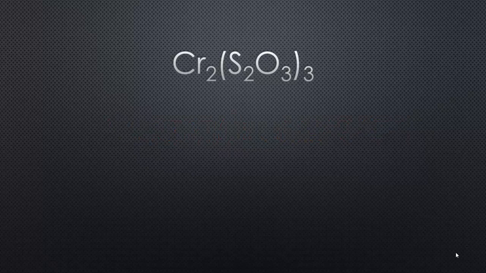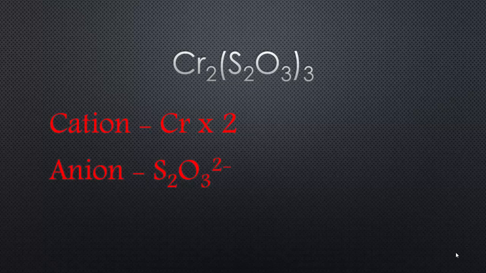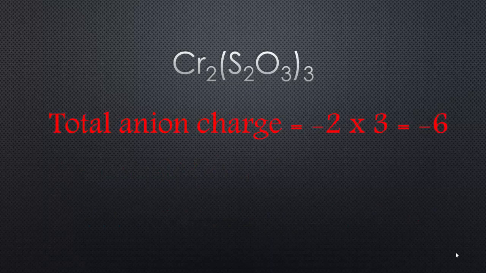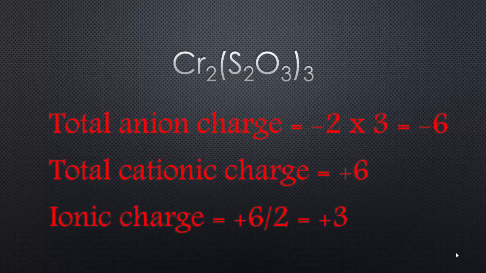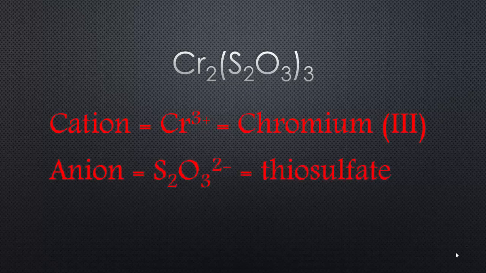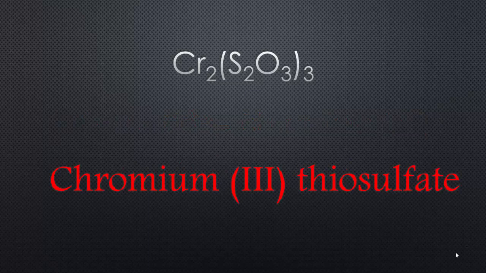One last example. We have this compound, binary, so we know we have a cation and an anion. The cation is the chromium, two of those, but we don't know the charge on it. The anion is S2O3. You look it up, you see that it's 2-. There are 3 of them there, so the total anionic charge will be -6. Well, if that total charge is -6 for the anions, then the cations is +6, just change the sign. Take that 6, divide it by the 2. You get +3. So the cation is Cr3+, which is chromium 3. The anion is S2O3 2-, which is thiosulfate. This chemical is chromium 3 thiosulfate.